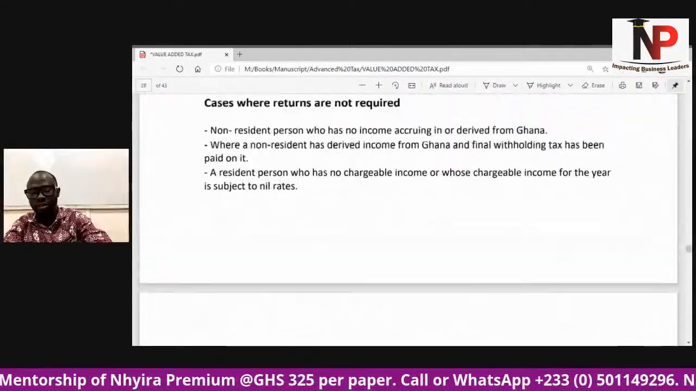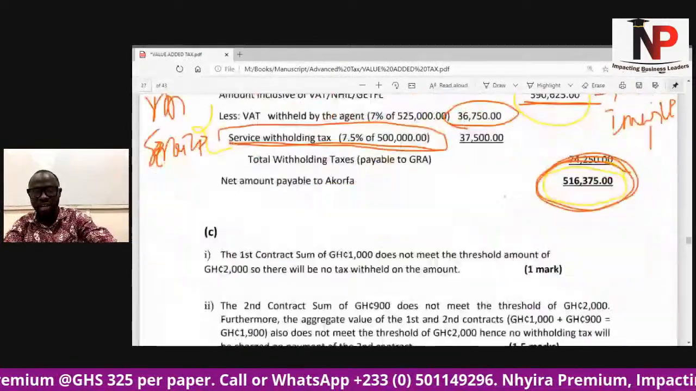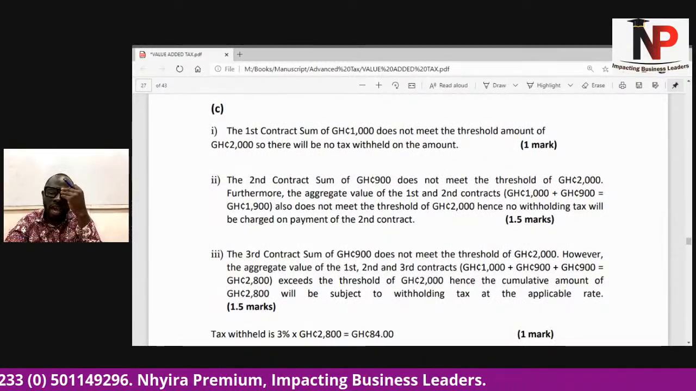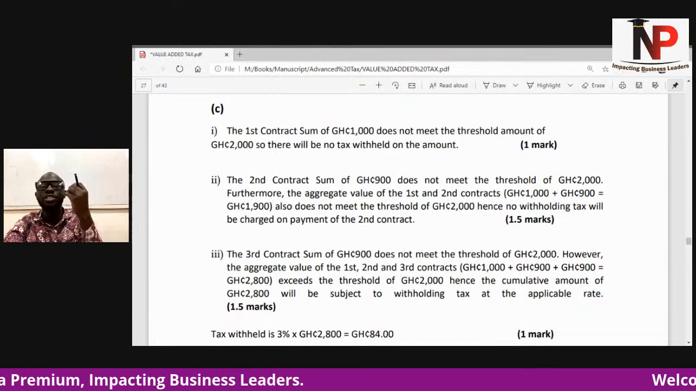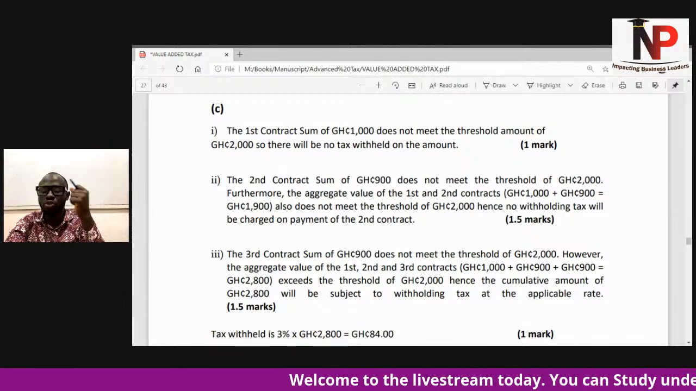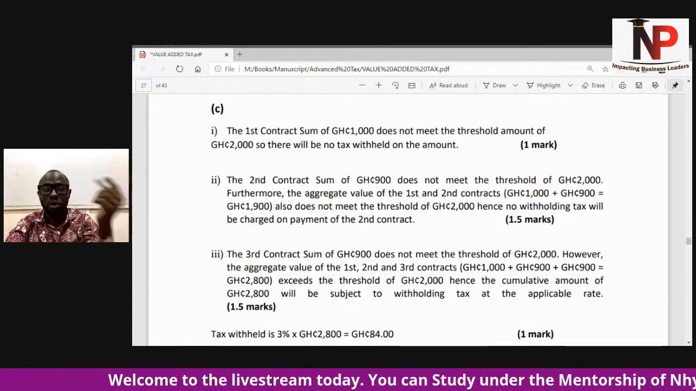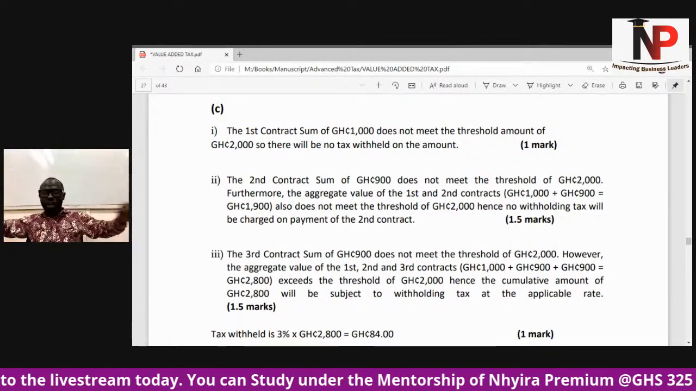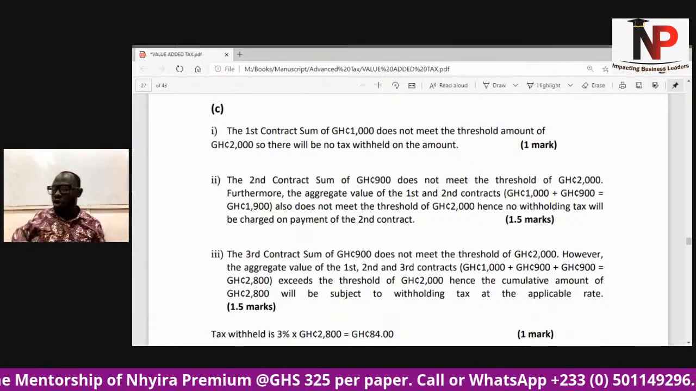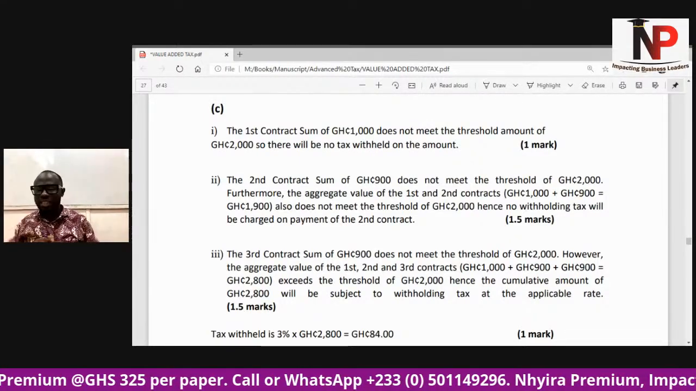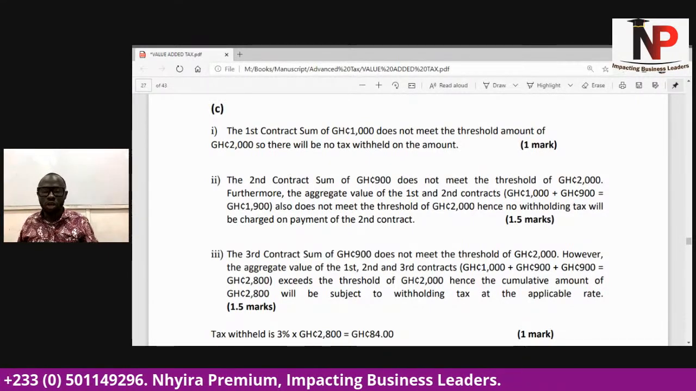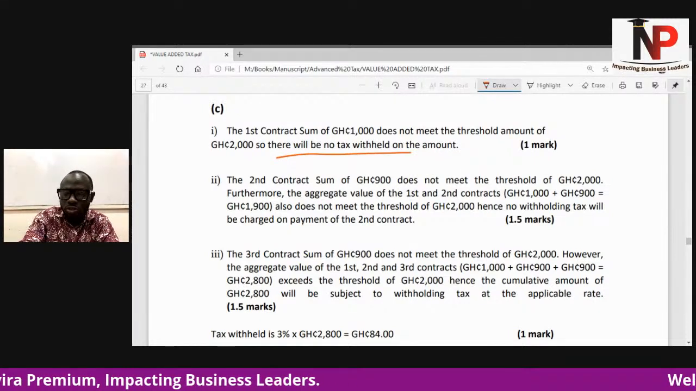So let's look at the presentation I did on that. So look at it. You see, even though yes, we can withhold tax, there is a threshold that as far as the amount is below 2,000 Ghana cedis, you cannot withhold tax. However, if in aggregate, so yes, the first contract, like in this example, is 1,000. It is below the 2,000 threshold, so no tax will be withheld.